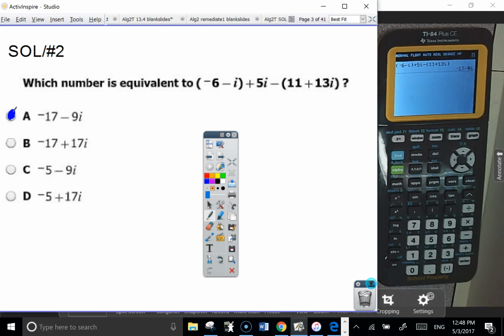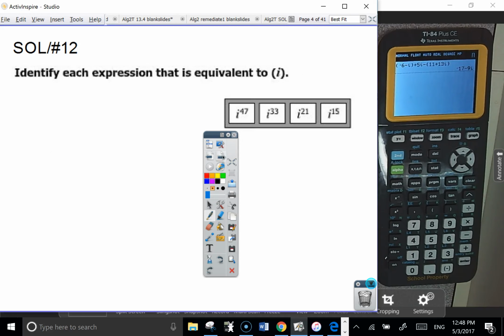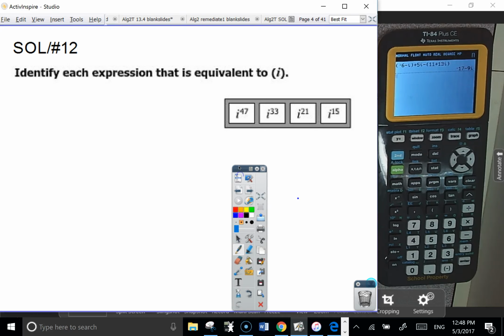So that was actually adding and subtracting was in there. You could also get multiplying, you could get dividing, right? Any of those are operations with complex or imaginary numbers. And also you can get, this is number 12, same package. You can get the powers of i. Right?